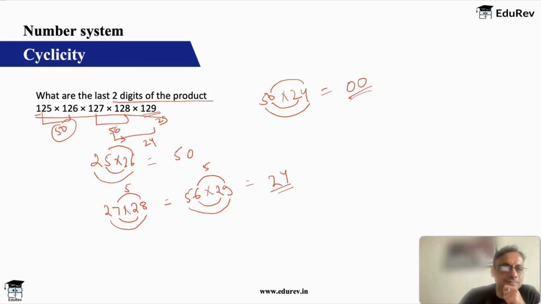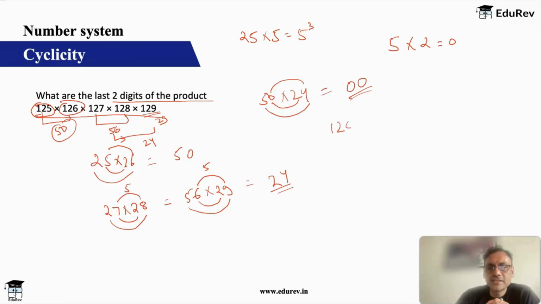But if you see here, 125 is what? 125 is 25 into 5, or 5 cube. So this already is 5 cube. Now, every 5 needs a 2 to give you a 0. Right? So you can see 126 has a 2. 126 is equal to 63 into 2. So you get 1, 2. Only 1, 2 because 63 is odd.